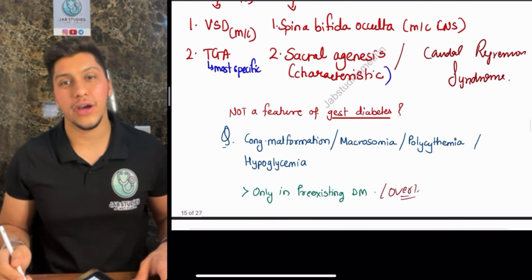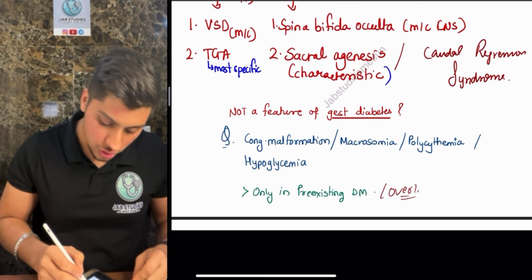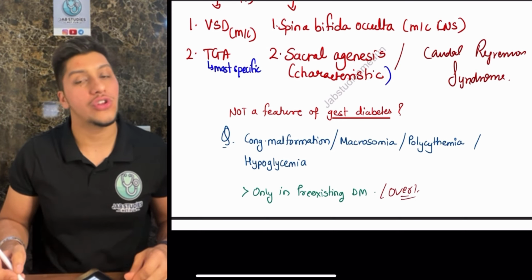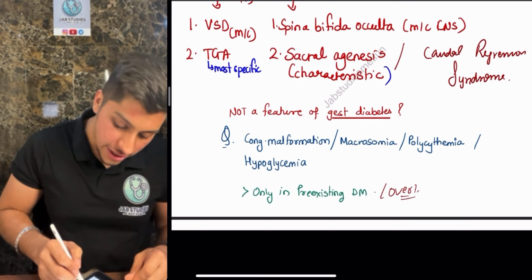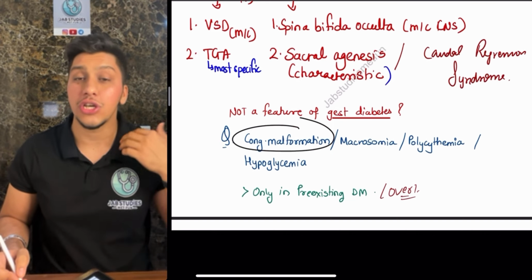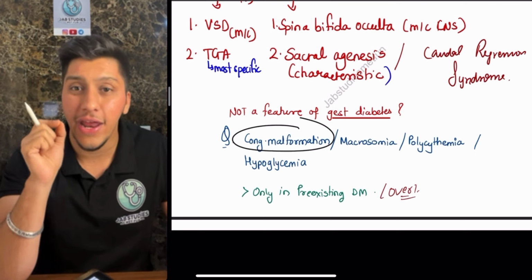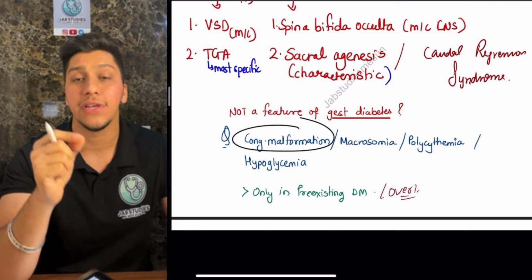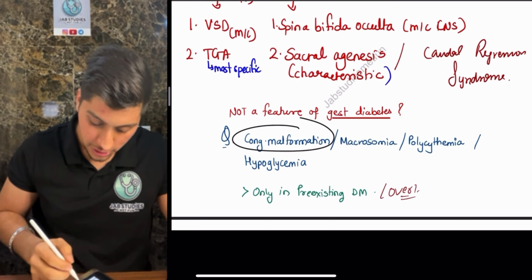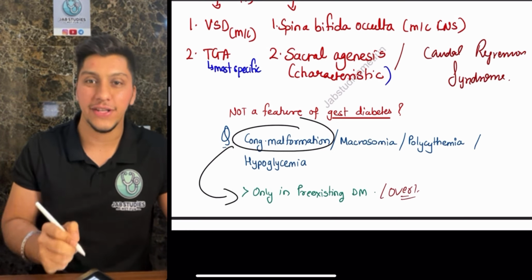Again, a very common topic to be asked: which is not a feature of gestational diabetes? They'll give you congenital malformations, macrosomia, polycythemia, and hypoglycemia. Which will you mark? The answer is congenital malformations, because congenital malformations occur in the first trimester. Gestational diabetes is usually found after 24 weeks. So remember, congenital malformation can never be seen with respect to gestational diabetes. The patient must have had diabetes before pregnancy itself. That is overt diabetes. So remember, congenital malformation is only seen in pre-existing diabetes or overt diabetes.